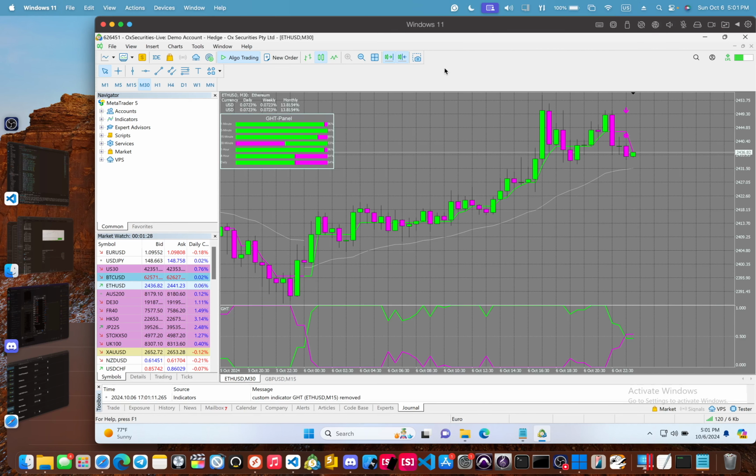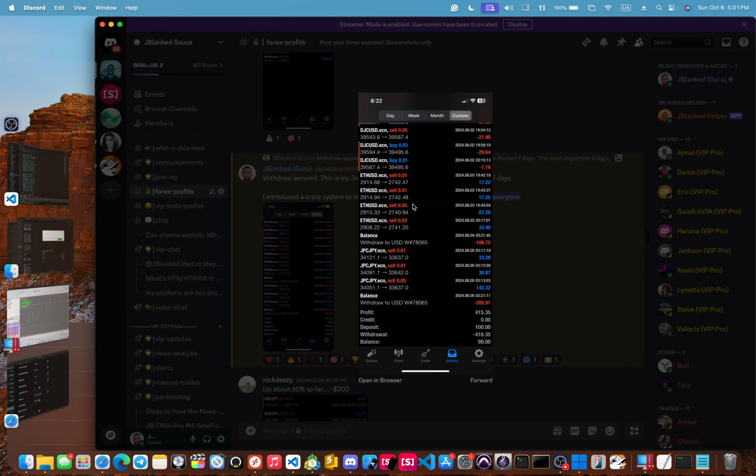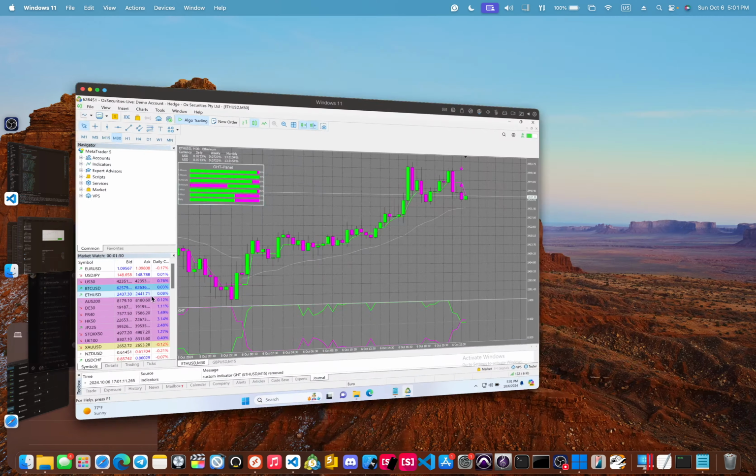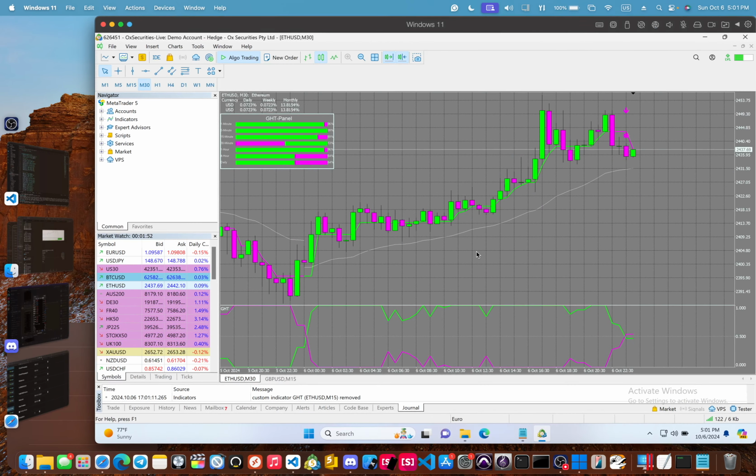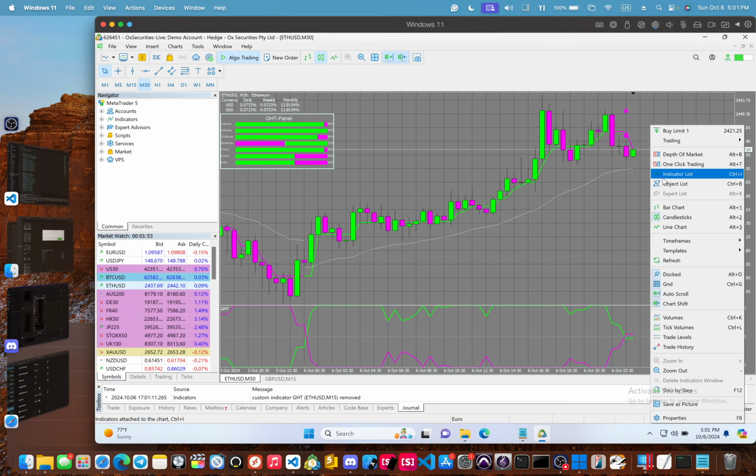This is the GHT. I combined the famous guppy indicators and the famous half trend together and made the guppy half trend. I used this same indicator system to make 400% in 1 week and withdraw. This is right in my Discord. And let's go over how it works, the strategy behind it, and first let's go over the inputs.